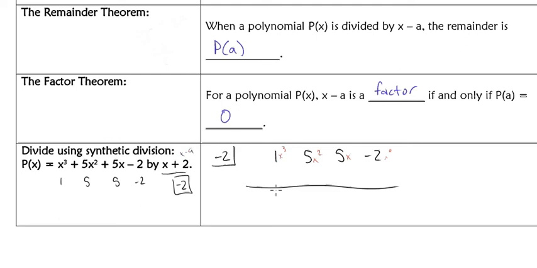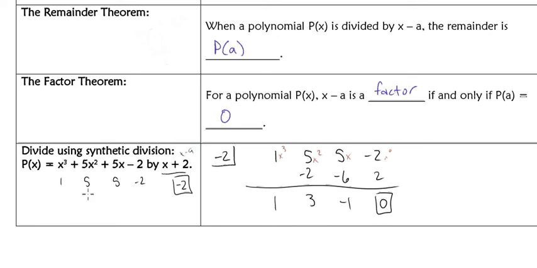All right, 1 comes on down. 1 times negative 2 is negative 2. That adds to give us 3. Negative 2 times 3 is negative 6. 5 plus negative 6 is negative 1. And negative 2 times negative 1 is positive 2. And that adds up to give us 0. So it did go in evenly, meaning that x plus 2 is a factor.